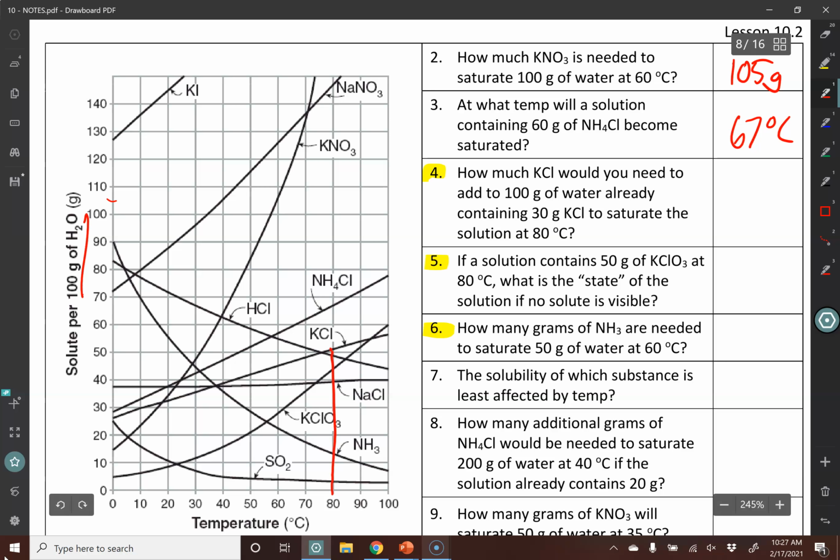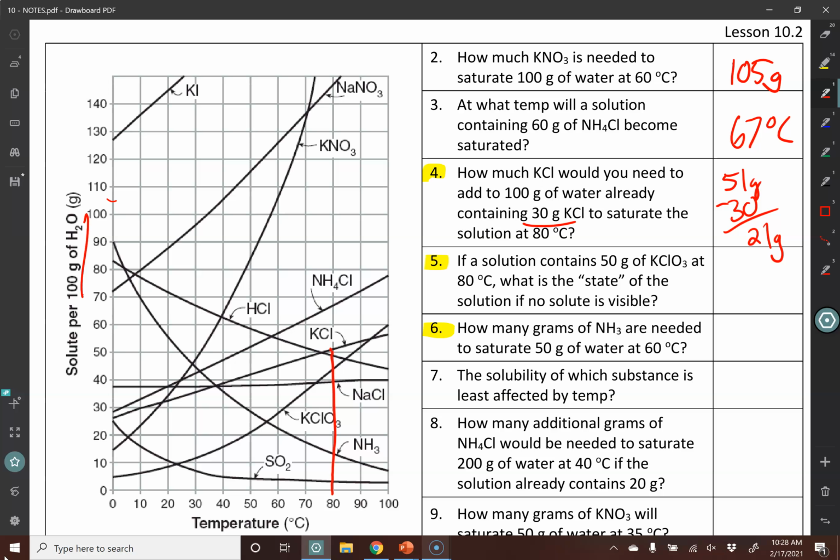And it looks like it's just a hair over 50, so we'll call it 51 grams are needed to saturate. I already have 30 grams present in that solution. Do some really high level math here. Yeah, I need about 21 grams of my KCl to saturate this solution.